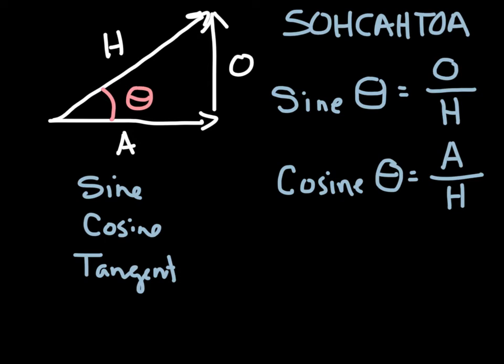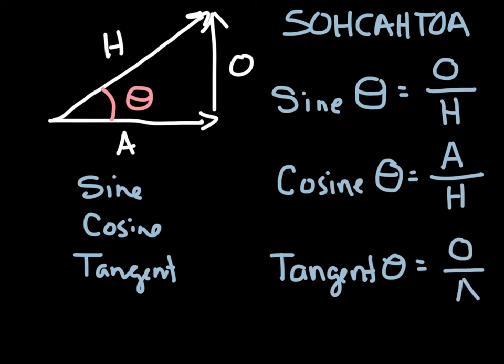So, cosine of theta says that this, the adjacent side divided by the hypotenuse. And then finally, I bet you're catching on, tangent of theta is equal to the opposite side divided by the adjacent. Okay? So, how this helps you.